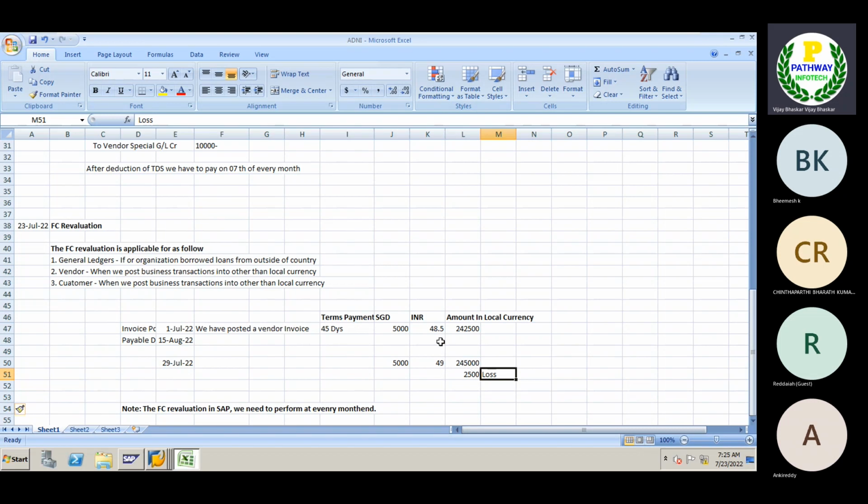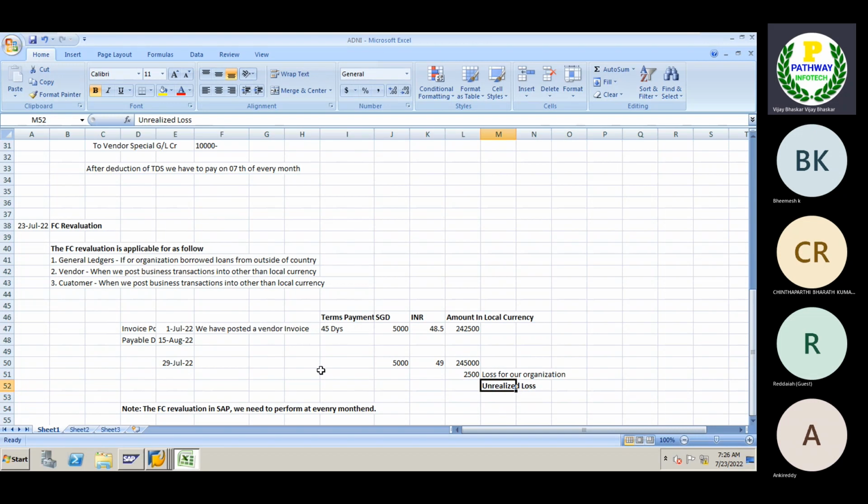This is the loss for us because at the time of invoice posting the exchange rate was 48.5. Now during the month end it is 49 rupees, meaning 0.50 paisa, the value got increased, so the 2500 is a loss for our organization. Remember, loss for our organization. And remember one more thing about how the accounting entry works. In SAP terminology we can call this an unrealized loss.